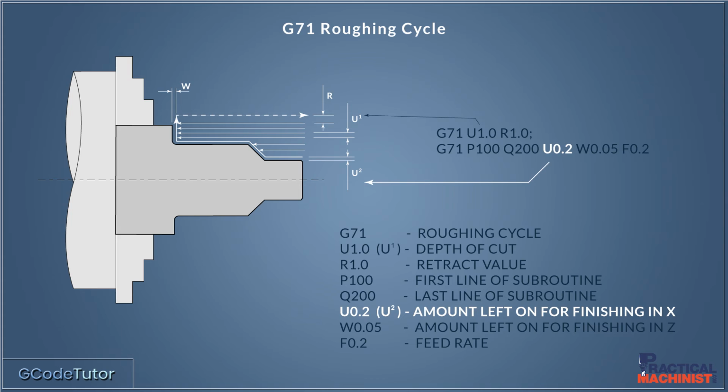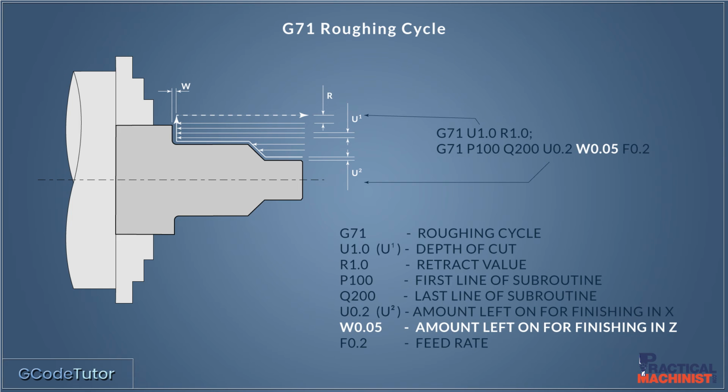We can let the machine know how much material we wish to leave on for our finishing pass, and for that we use a nuller U value. The U in this case represents the finishing allowance on the x-axis, so I've given it a value of 0.2mm. So we're leaving on around 8 thousandths of an inch for a finishing pass. And to leave a finishing allowance in the z-axis, we use a W command. So W 0.05mm will leave on roughly around 2 thousandths of an inch finishing allowance along the faces of the part.